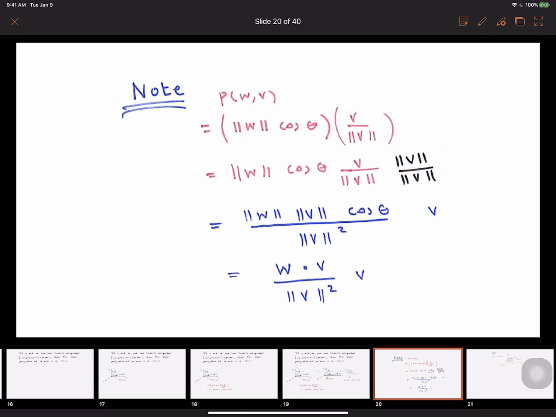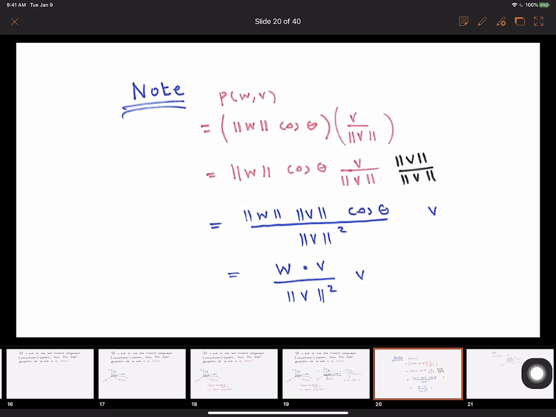Here's what's interesting. Now this projection of W onto V as a vector is the length of W cosine theta, which is all length, times V over magnitude V, which is a unit vector. That's a vector. This vector is the projection.